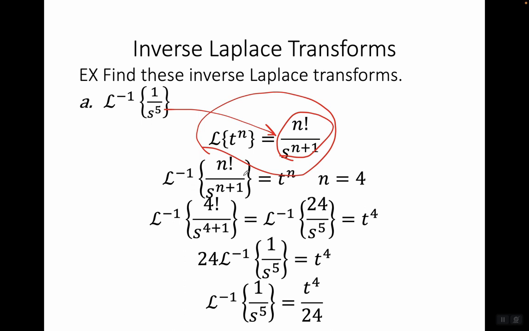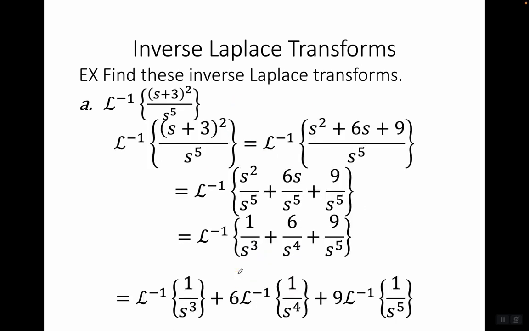So we take the inverse Laplace transform of each side. The inverse Laplace transform of n factorial over s to the n plus 1 is t^n. Plug in n equals 4, and we get the inverse Laplace transform of 4 factorial over s to the 4 plus 1. In other words, the inverse Laplace transform of 24 over s to the fifth equals t to the fourth. So pull the 24 outside, then divide both sides by 24, and we end up with the inverse Laplace transform of 1 over s to the fifth is t to the fourth over 24.